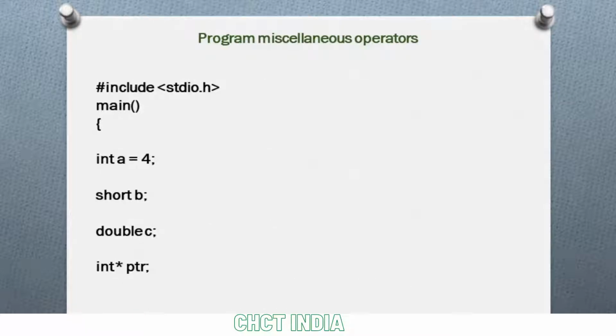We'll see a program on miscellaneous operators. I'm taking the standard input-output file from the library and including it. Variable A is declared and defined of integer data type with value 4. Variable B is declared of short data type. Variable C is declared of double data type. Variable ptr is declared of integer data type with a pointer, means pointer variable ptr is of integer data type.